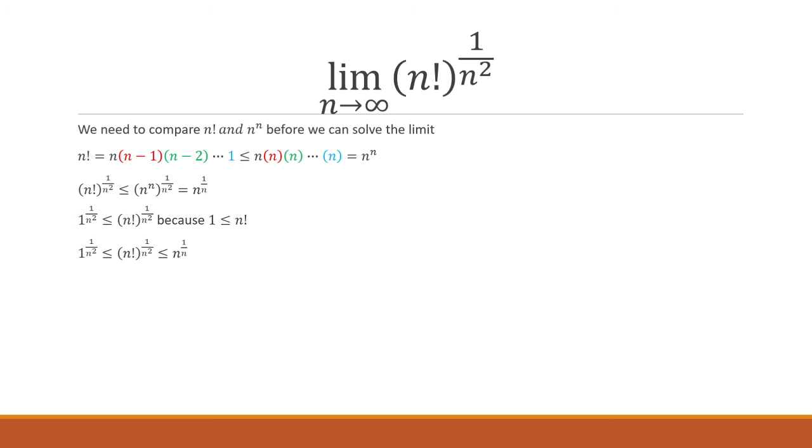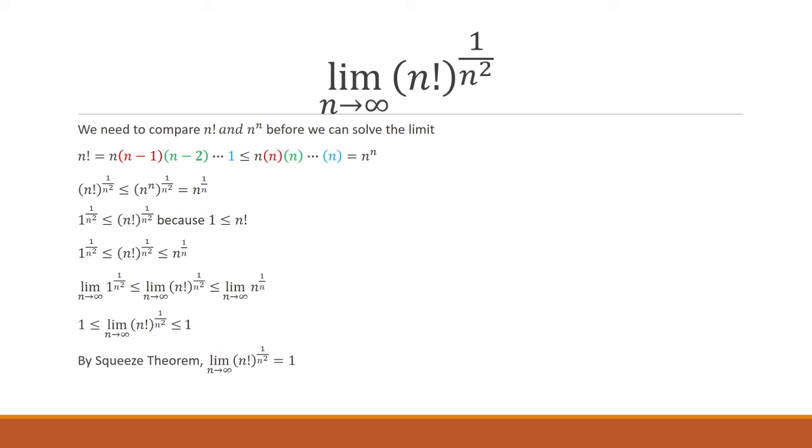So now we have an upper and lower bound. We're going to take the limit of everything. Now the limit of 1 to the 1 over n squared power, well, 1 over n squared goes to 0. So you really have 1 to the 0, which is 1. And the right hand side, we have limit as n approaches infinity of n to the 1 over n. That's also 1. So it's bounded below by 1, bounded above by 1. Therefore, by the squeeze theorem, we say that the limit as n approaches infinity of n factorial raised to the 1 over n squared power also has to be 1.